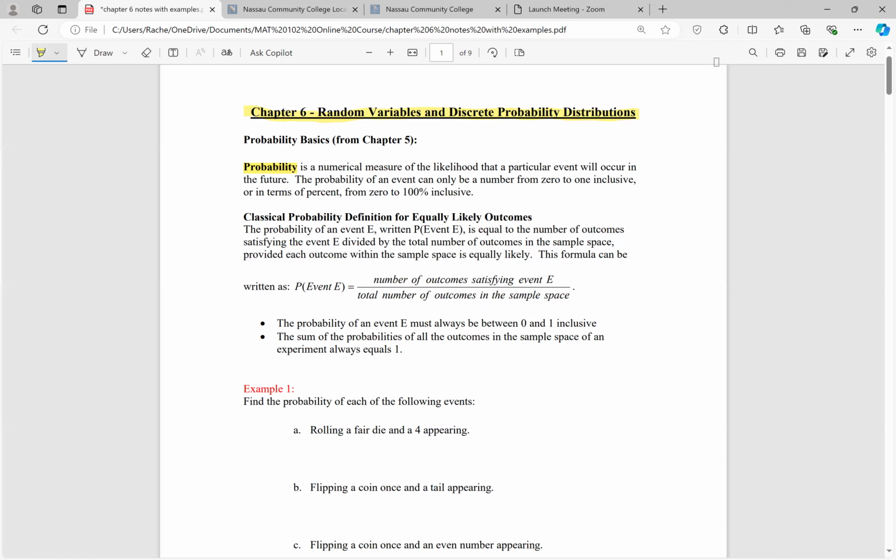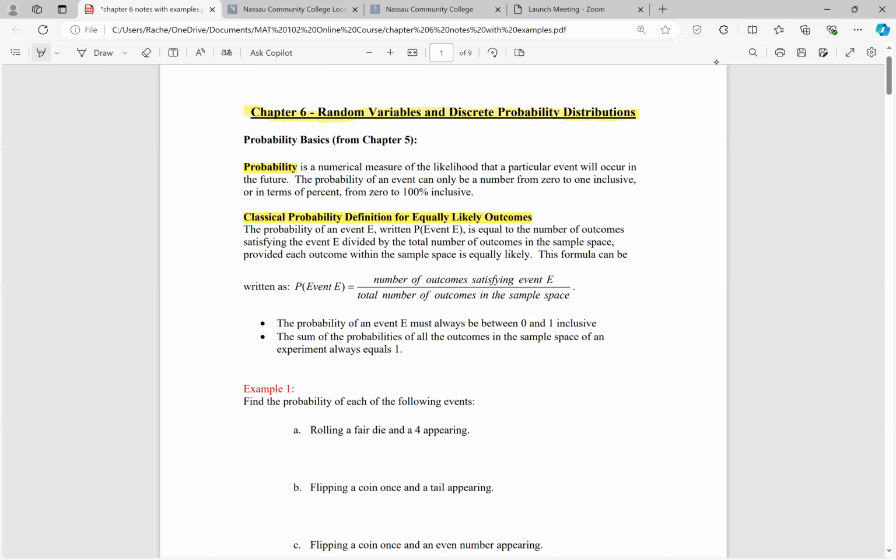So here's our classical probability definition for equally likely outcomes. So if we have an event, which we'll call E, an event could be anything: rolling a 4 when you roll a fair die, flipping a tail when you flip a coin once, picking the number 10 out of a hat if there's cards numbered 1 to 10. So an event is just, out of the total number of outcomes, the event that you're interested in is going to have a particular characteristic.